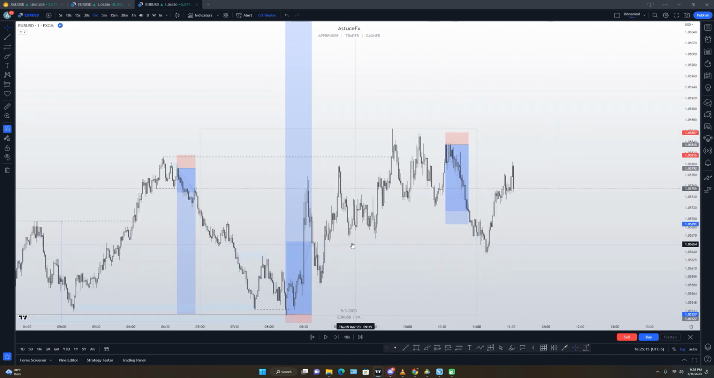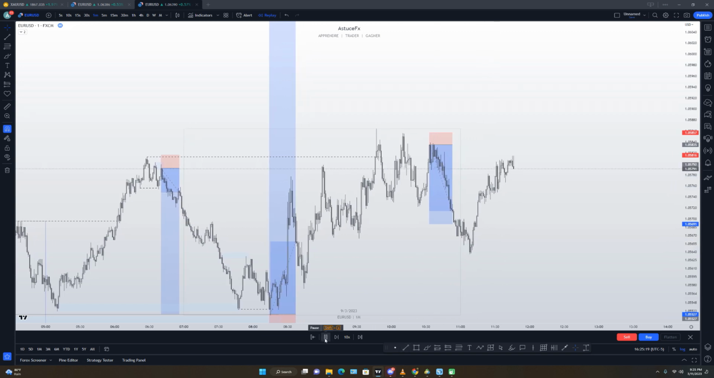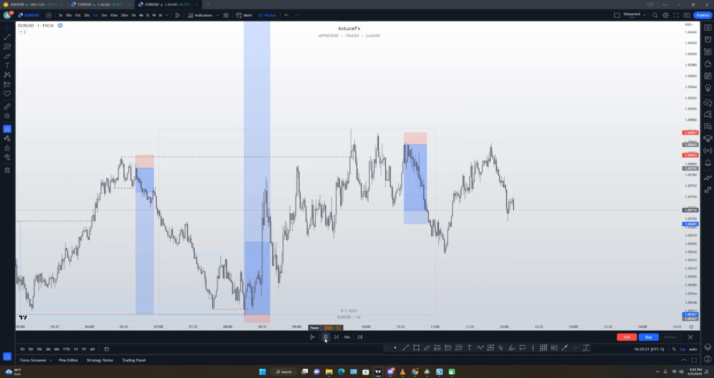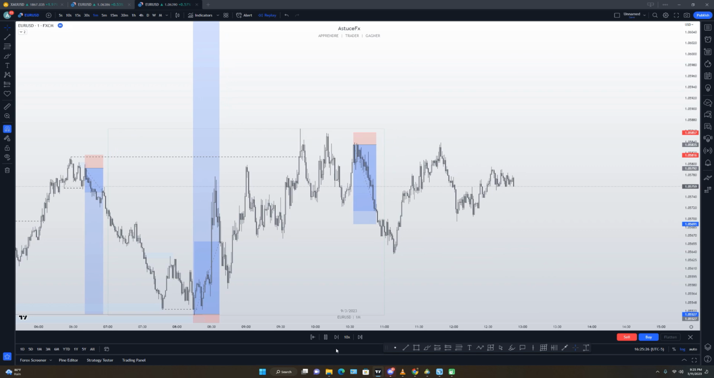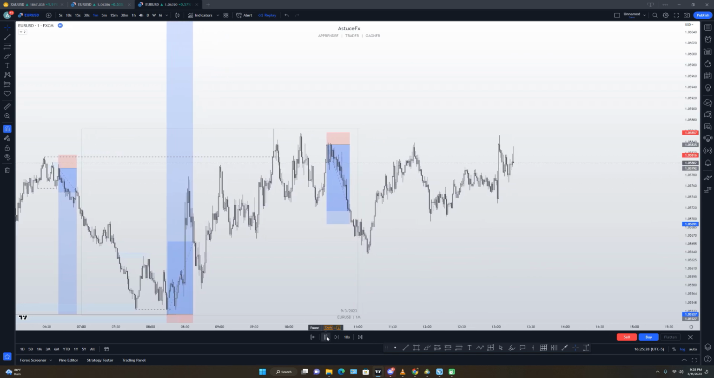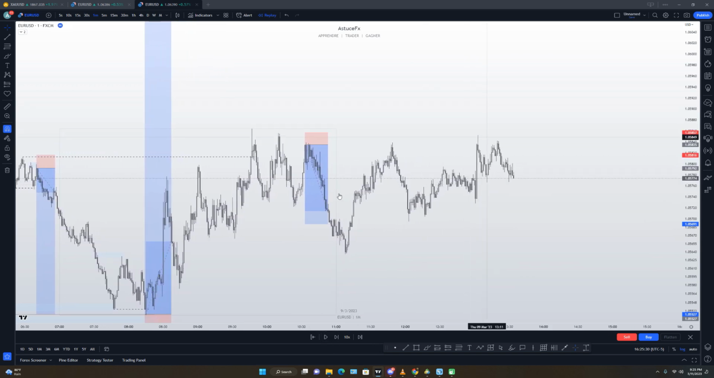But when price hits the 50% already and starts buying, it's better if you don't look for any sort of entry, because price is more likely to go and create a new high. You see, price broke this high and now it's giving some sort of reaction, but it will end up breaking the high. So yeah, you see now price ended up breaking the high.